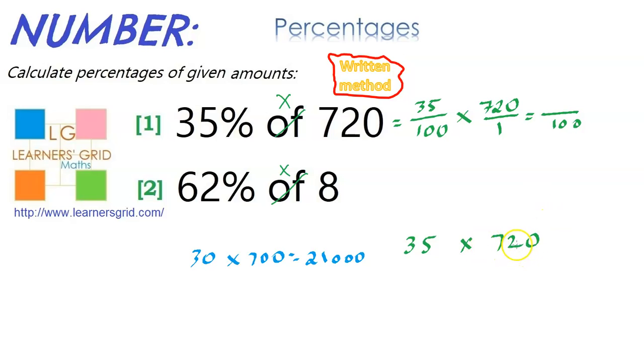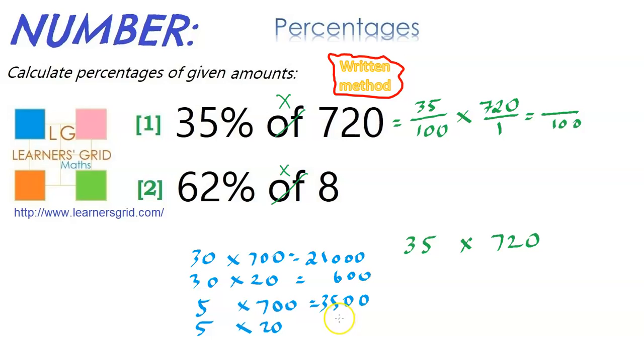I'm going to do 30 times 20. Okay, so that gives me 600. And I'm going to do 5 times 700. That gives me 3,500. And 5 times 20, which gives me 100. And I'm just going to add these up, and we should get 25,200. So that's the answer. Okay, cool. And now I just carry out this equation here, which says 25,200 divided by 100.